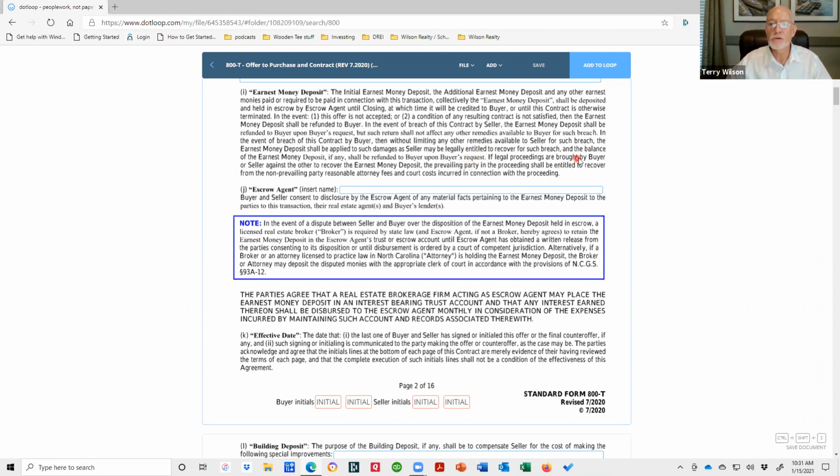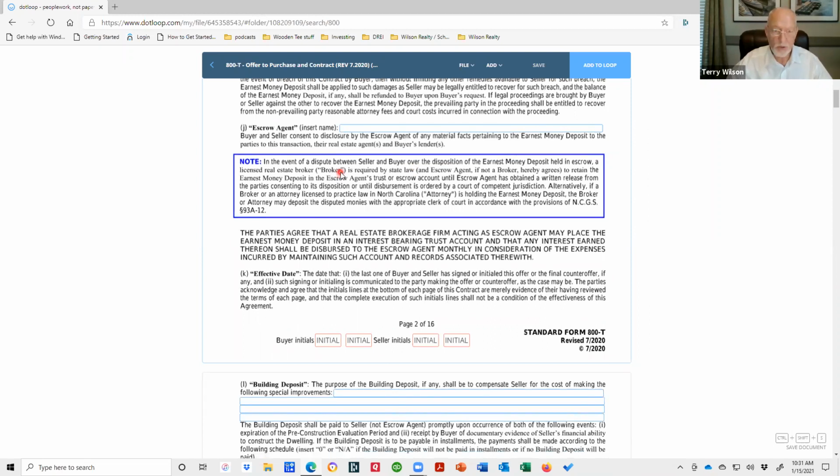If legal proceedings are brought by buyer or seller against the other to recover the earnest money deposit, the prevailing party, that's the winner, in the proceeding shall be entitled to recover from the non-prevailing party, that's the loser, reasonable attorney fees and court costs incurred in connection with the proceeding. So it's important to remember, though, the thing out of this little paragraph right here is that the seller doesn't necessarily get to keep all of the earnest money. They only get to keep the part that they need to make themselves whole because they spent money and they need to be reimbursed.